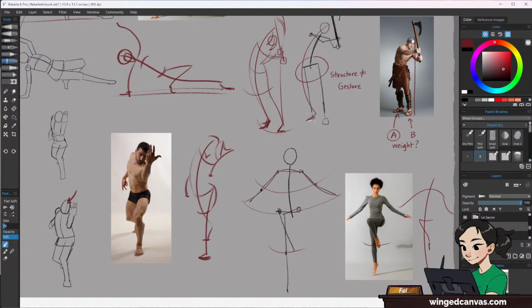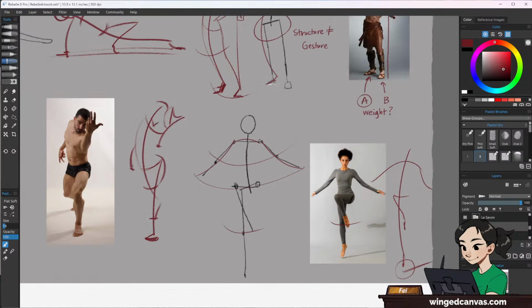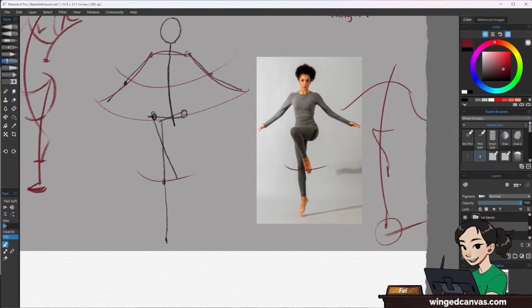Yeah, I mean, the other thing that I might add here when you're drawing your gesture is a shadow, right? Because if I see that the shadow is not touching her foot, right, then I know that she's jumping, right? So sometimes you can draw a bit of a shadow there if that helps.